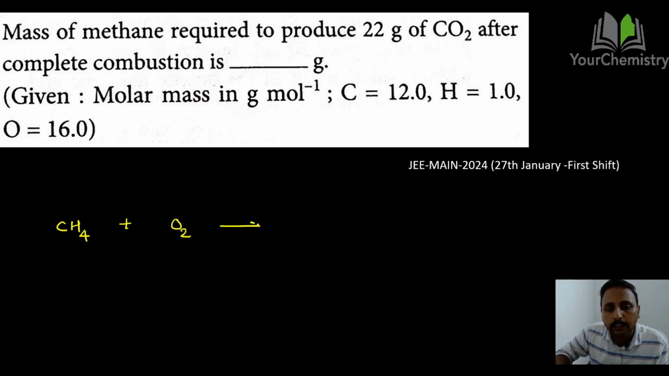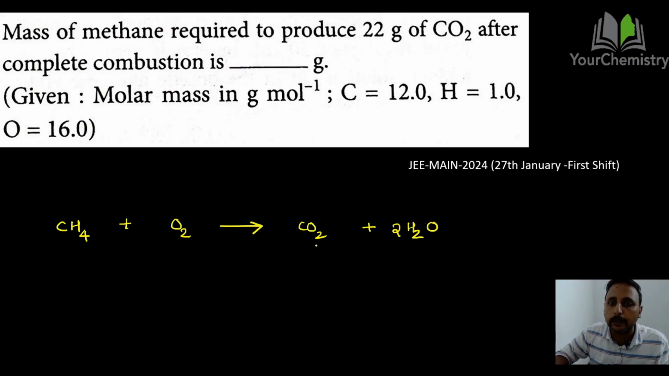So combustion reaction product is what? Carbon dioxide and water. Now as usual we need to balance it. How many carbon atoms are in the reactant side? 1, and in the product side also. So carbon is already balanced. Now we need to balance hydrogen. How many hydrogen atoms in the reactant side? 4. So I am putting a 2 here. Hydrogen number is 4 on the reactant side and 4 on the product side. So carbon and hydrogen are balanced.